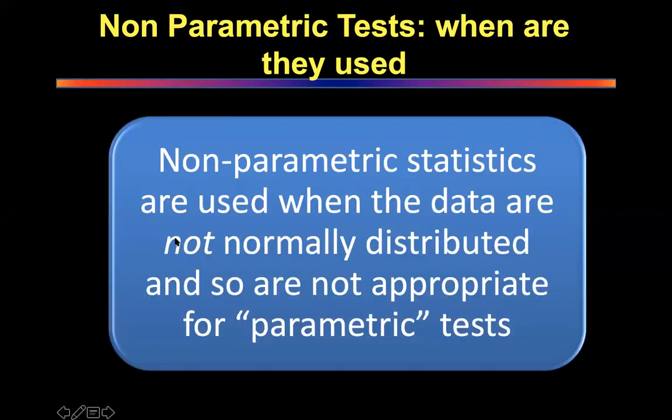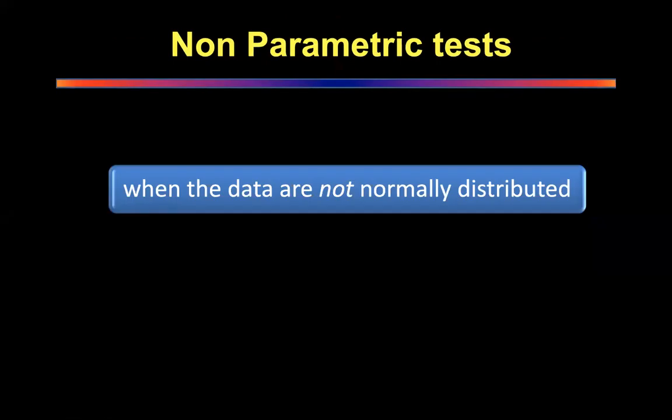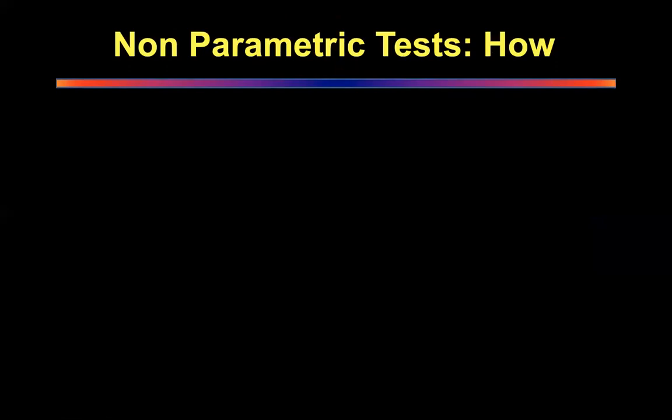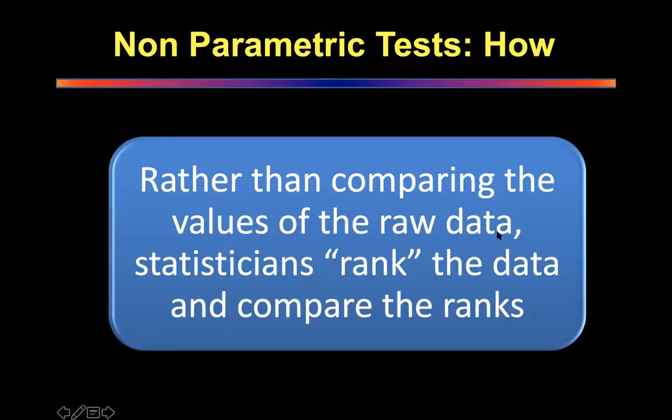Now, non-parametric tests are used when the data are not normally distributed, so they are not appropriate for parametric tests. When the data is skewed, you can use non-parametric tests. Rather than comparing the value of the raw data, there is a technique by which you can rank the data. The data is converted to ranks, and then the ranks are compared. This is just the technique of how the test is done.